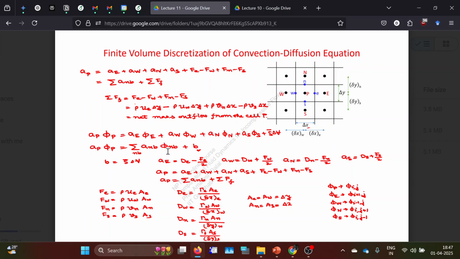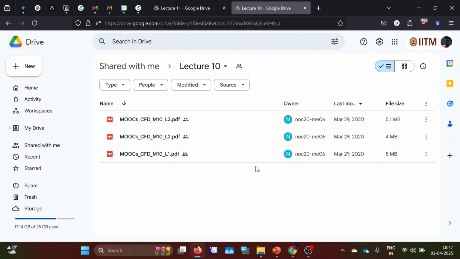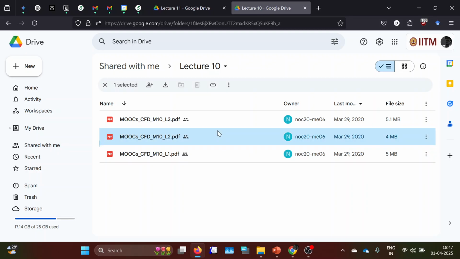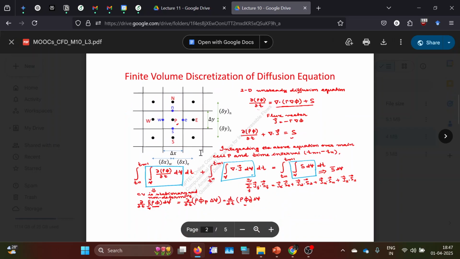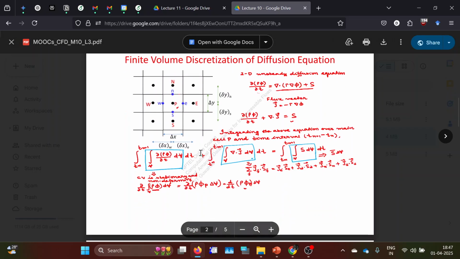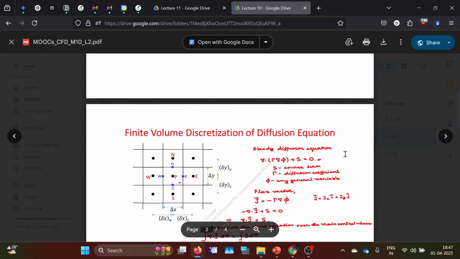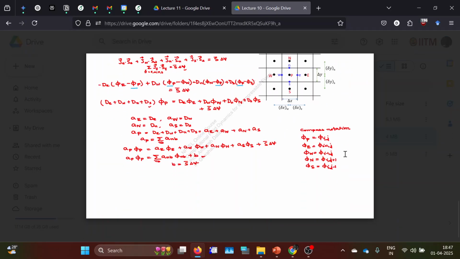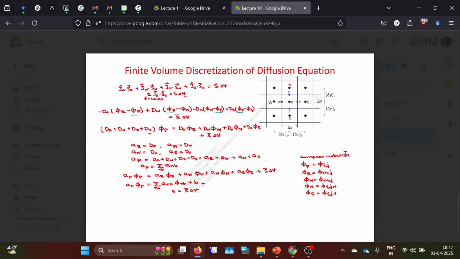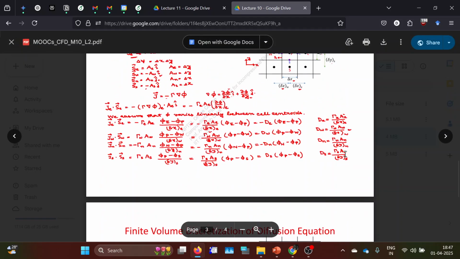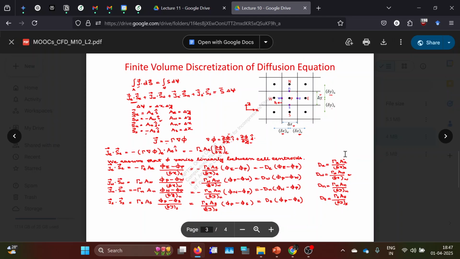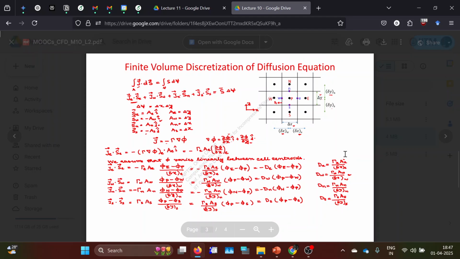Okay. And the next thing is, I think in lecture 3 or lecture 2, the assumption that we made in lecture 2. Yeah, here while calculating the flux, it was assumed that it is linear, right? Yeah.